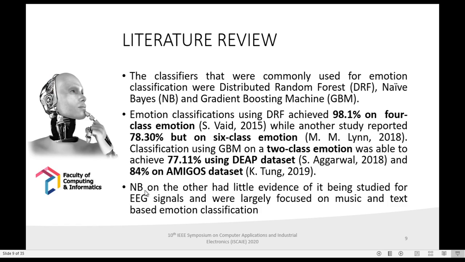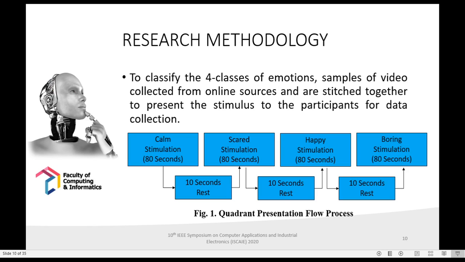Unfortunately, Naïve Bayes had little evidence of being studied using EEG signals and was largely focused on music and text-based emotion classification. Therefore, there is no direct comparison of whether the classification accuracy is comparable.